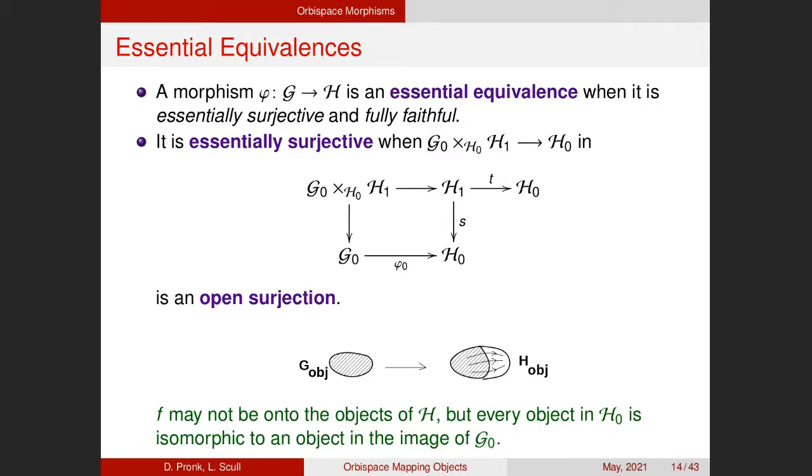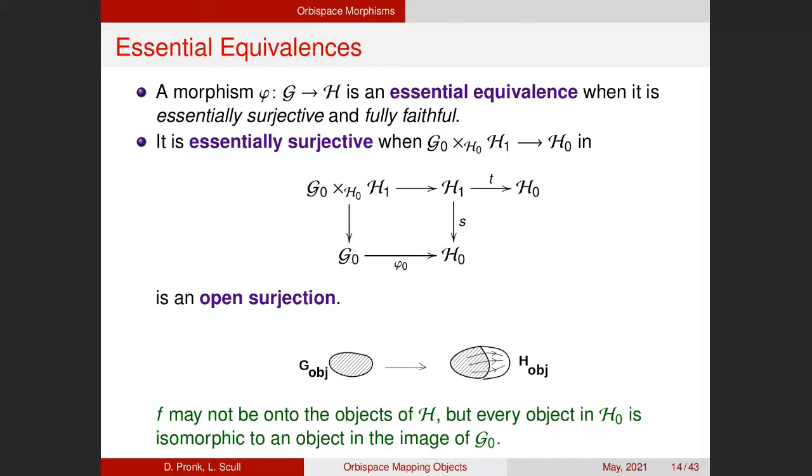So a morphism between internal categories, really, but today internal groupoids, is an essential equivalence when it carries the kind of structure that we would normally call essentially surjective and fully faithful for functors between categories. But we need to suitably topologize those notions, so we'll look into that a bit more carefully. So essentially surjective normally means I can reach every object up to isomorphism. So I can reach an object, I might not reach the object itself, but I can reach somebody who's isomorphic to it.